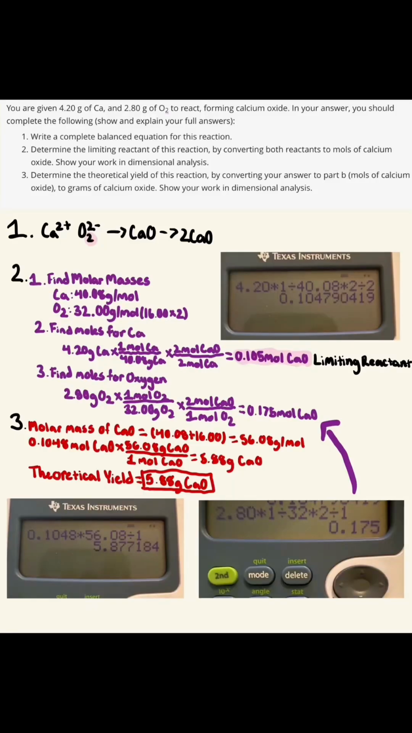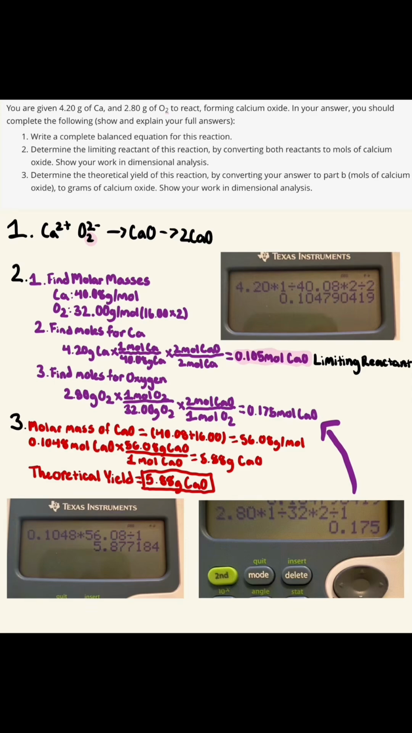Hi, for my video prompt, I chose to do the stoichiometry prompt. So it says that you are given 4.20 grams of calcium and 2.80 grams of oxygen to react, forming calcium oxide. In your answer, you should complete the following.